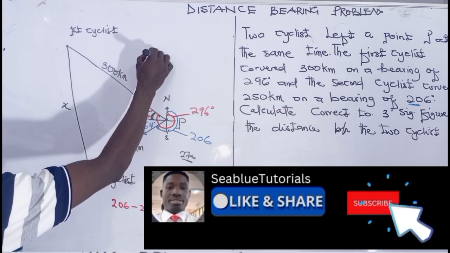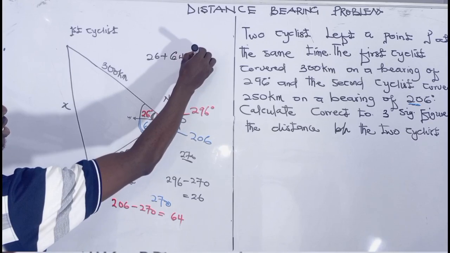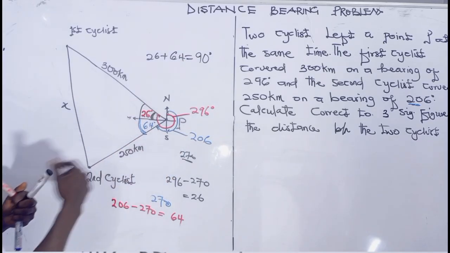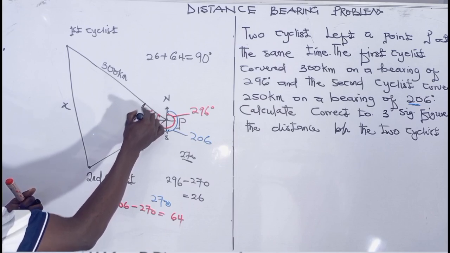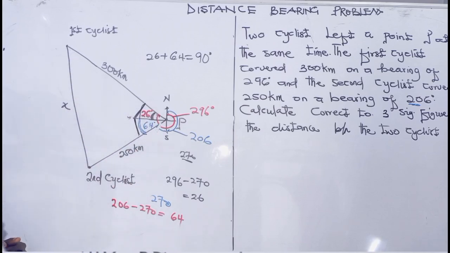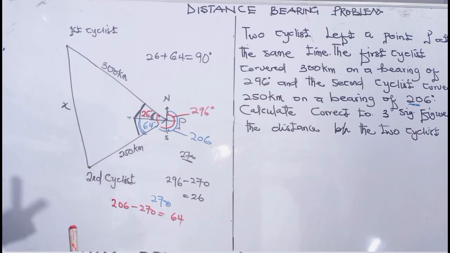Now once we have this angle, let's sum them together to see what we are getting. So we have 26 plus 64, that gives us 90 degrees. Since this angle is equal to 90 degrees, it means that this triangle is a right angle triangle. And whenever we have a right angle triangle, we can use the Pythagoras theorem or the trig ratio to find the length of the sides of the triangle. So we are going to redraw this diagram so that we can see it clearly here.